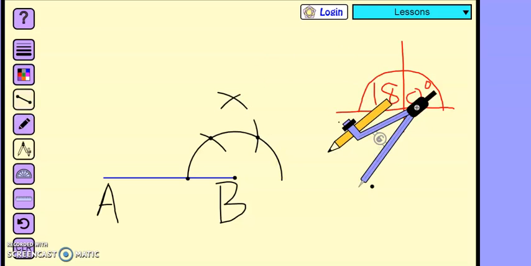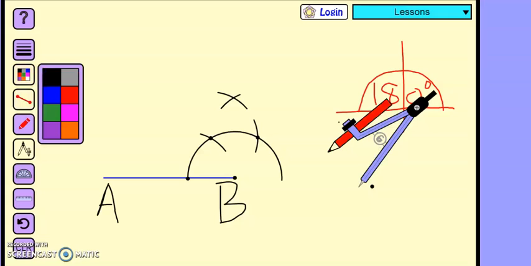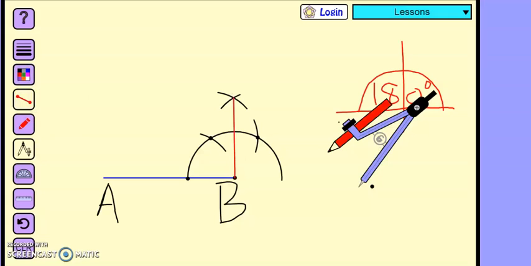Now I am going to pass a line from point B like this. So this is how you got your 90 degree angle.